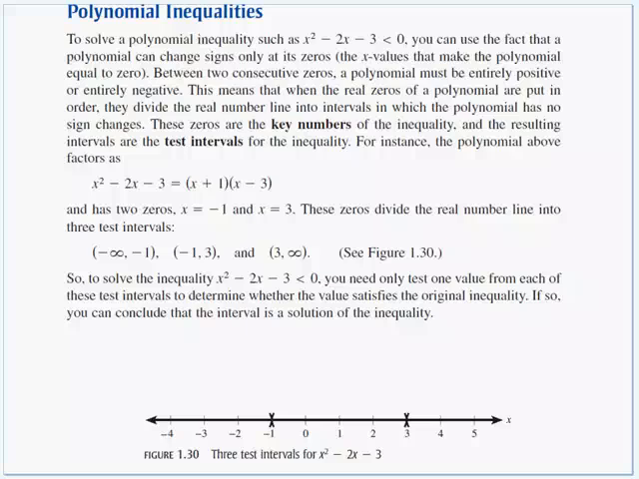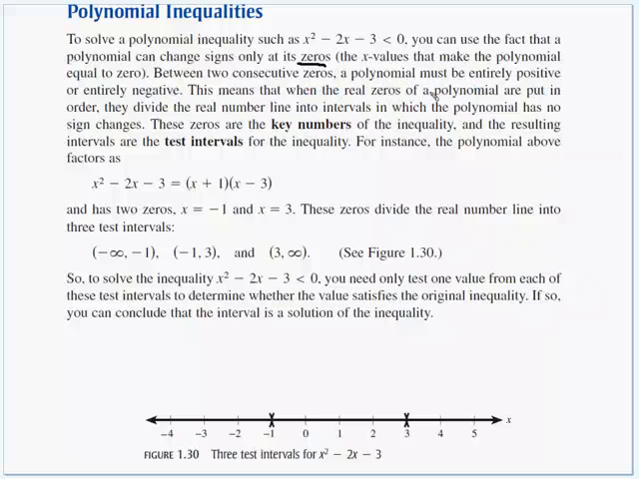So let's dive in. To solve a polynomial inequality such as x squared minus 2x minus 3 is less than 0, you can use the fact that a polynomial can change signs only at its zeros. When we cross the x-axis, so to speak, we change sign from positive to negative or negative to positive, depending on which way we're headed. These zeros are the x values that make the polynomial equal to 0. Between two consecutive zeros, a polynomial must be entirely positive or entirely negative.